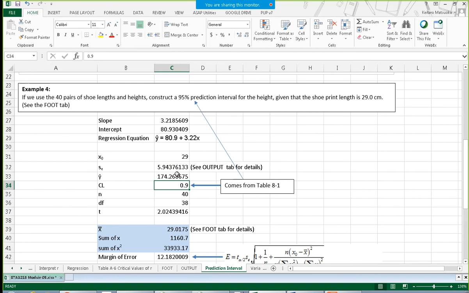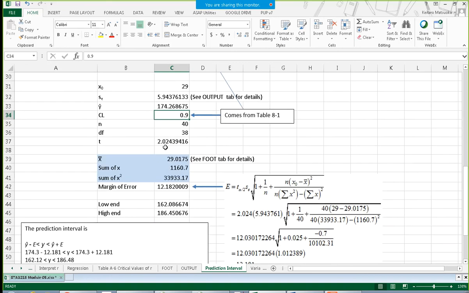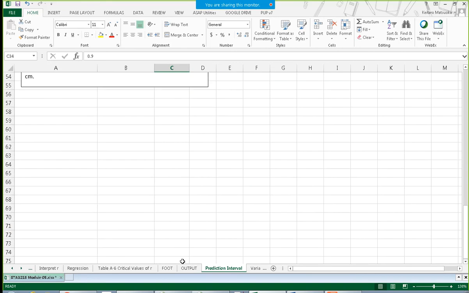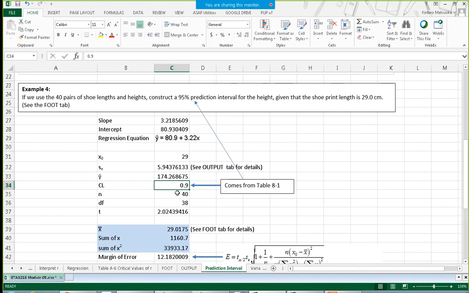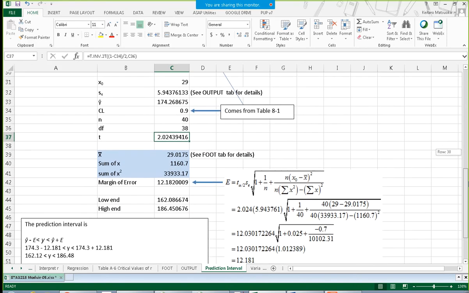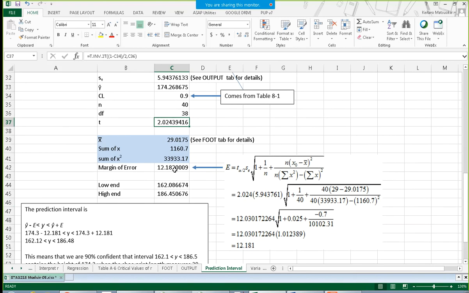Confidence level is 90% because according to table 8.1 we're doing... Anyway, table 8.1, look at table 1 and we get 90%. N is 40, degrees of freedom is n minus 2, and t is this. So if you do all these calculations, you get a margin of error, this, which reproduces all these things.